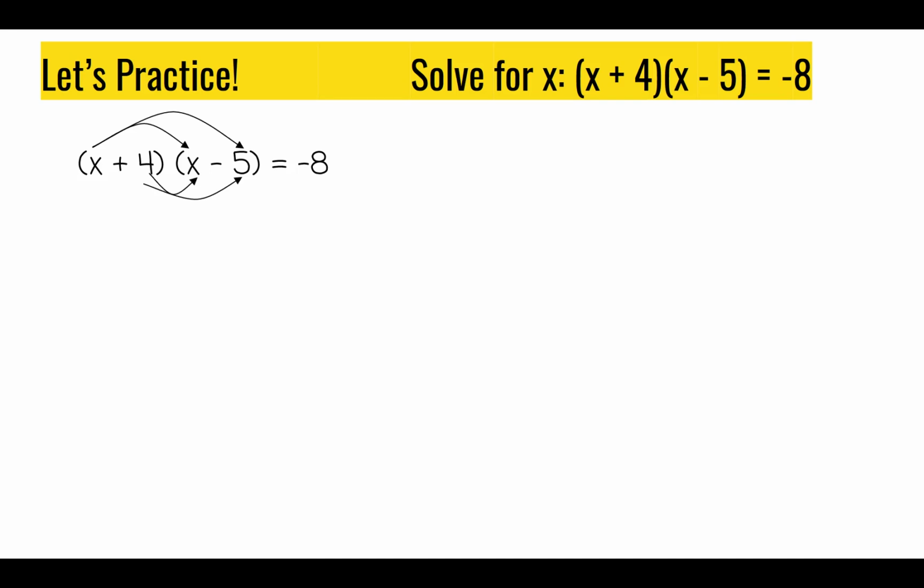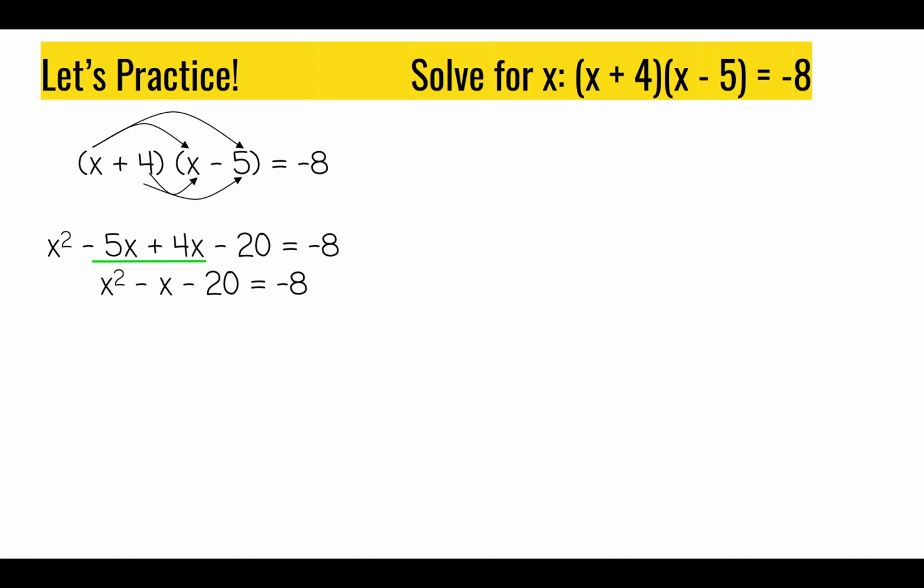So x times x gives me x squared. x times negative 5, negative 5x, 4 and x, and then 4 times negative 5. Write this down. You don't want to look up, it's right here. Okay, so we have it back in standard form, almost. Let's put those two middle pieces together. There we go. So, what would happen if I added my 8 now over to the other side?